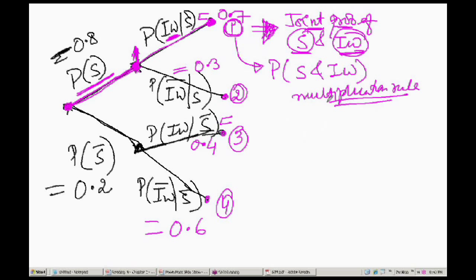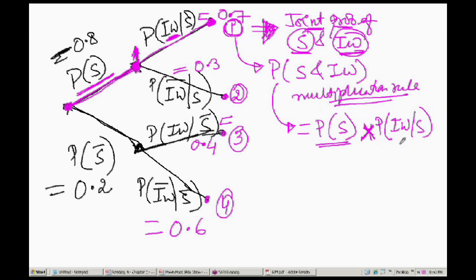In this multiplication rule, what we say is when the events are conditional, this is written as probability of S, because S is unconditional, into probability of India winning given S. So we multiply probability of S into probability of India winning given S. That is, the probability that Sachin is playing into the probability that India wins given Sachin is playing.